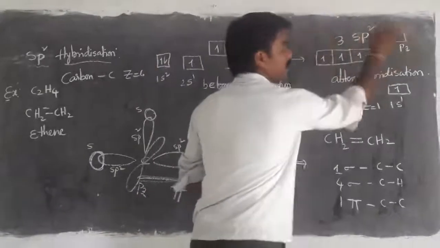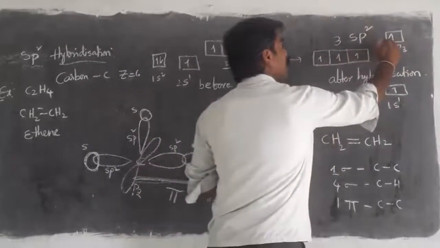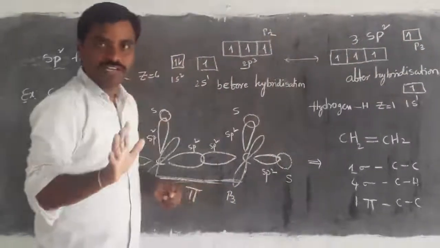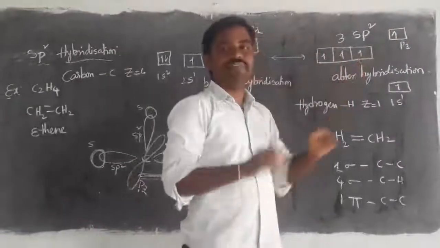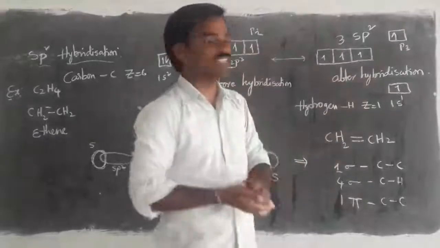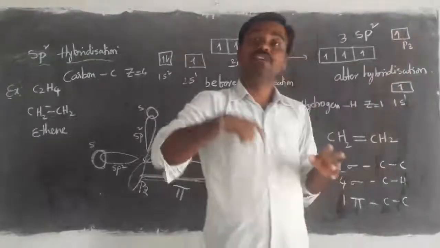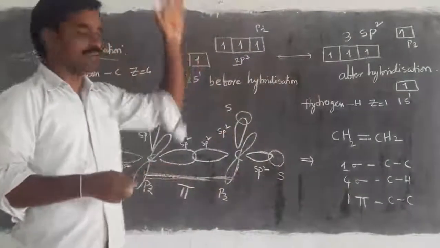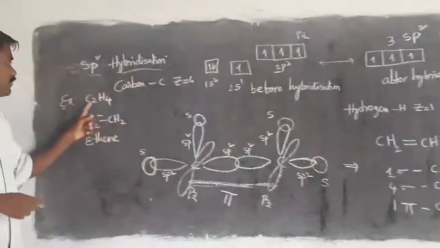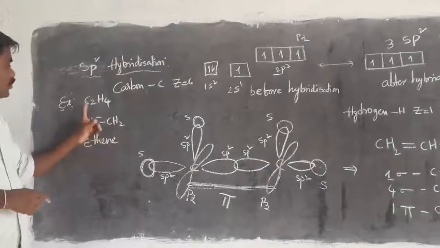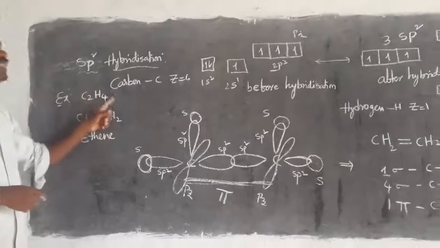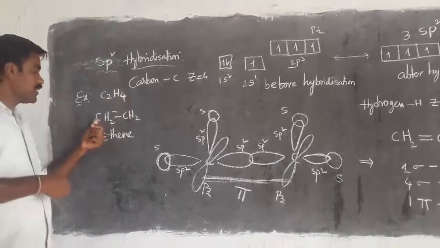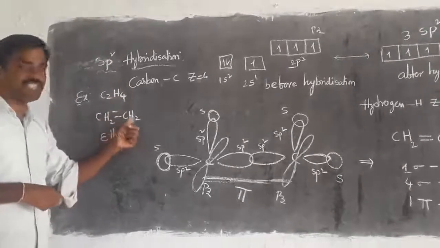the pz orbital. Moreover, the pz orbital energy is more than the hybridized orbitals, right? So these three have the same shape and equal energy, but this one has a different energy and different shape when compared with the hybridized orbitals. So for that, I choose the example ethene. The general formula of ethene is C2H4. The general representation is CH2 double bond CH2.